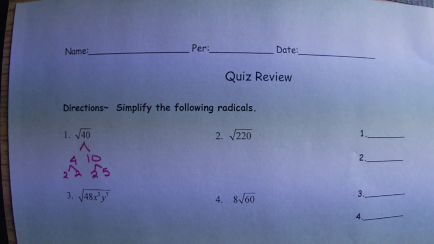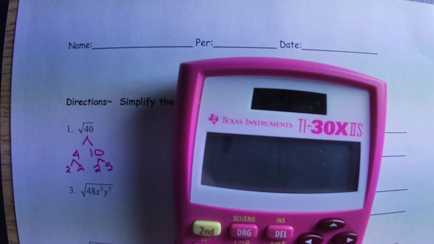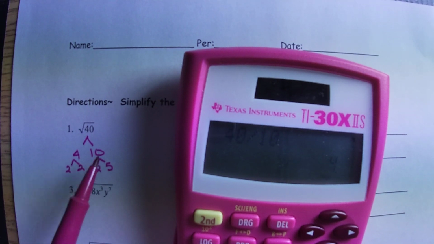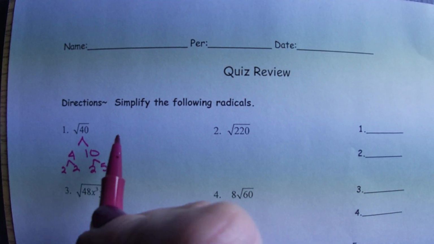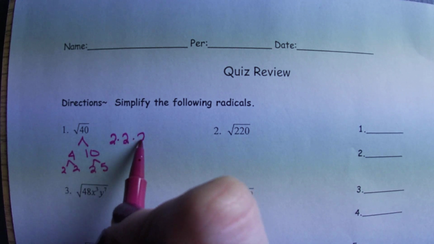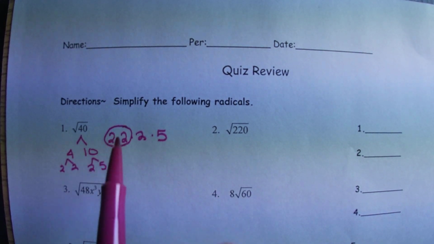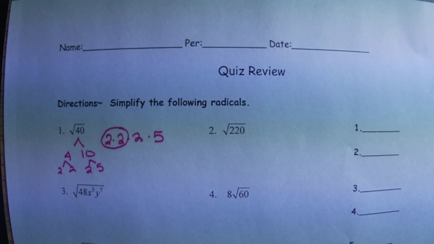If you need to, use your calculator and just start dividing out numbers, right? So if you see that 10 goes into it, take 40 and divide it by 10. That's where the 4 and 10 come from. So we now have a 2 times a 2 times a 2 times a 5. And we're going to look for any pairs. Anything that we have a pair of, we are going to circle.